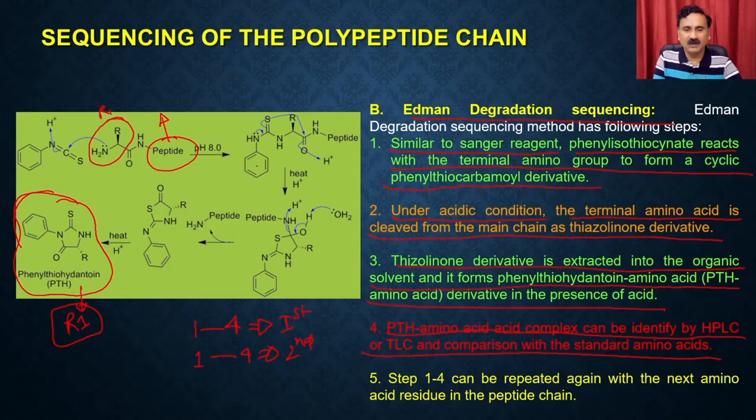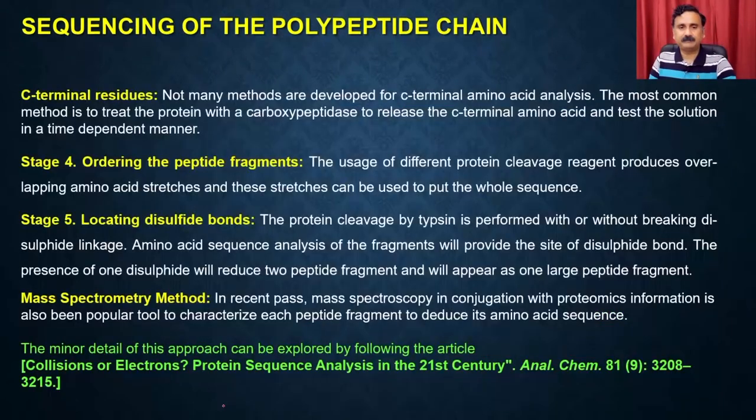If you continue like this, it is going to keep giving you the amino acid sequence from the N-terminus side. Steps 1 to 4 can be repeated for the next amino acid in the polypeptide chain, and that's how it gives you the whole sequence. And if you have different fragments and put their sequences together, it is going to give you the complete sequence of the protein peptides.